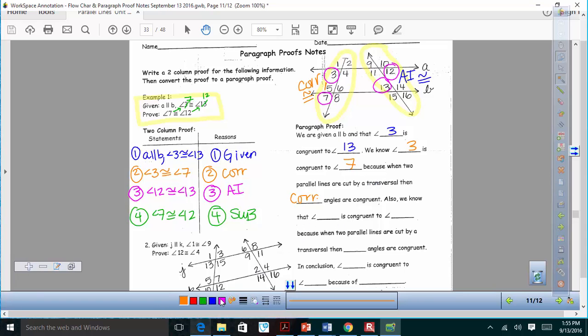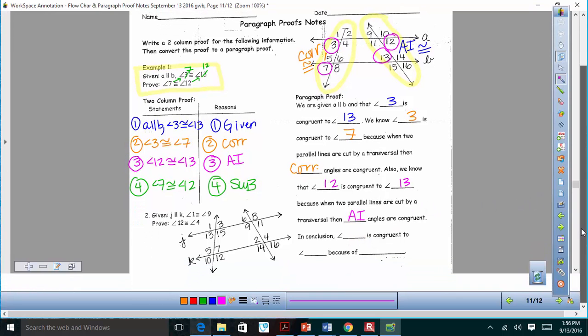We also know that, and this is our third step, we also know that angle 12 is congruent to angle 13, because when 2 parallel lines are cut by a transversal, then alternate interior angles are congruent. We will when we write it ourselves. Okay? And then in conclusion, and this is our proof, angle 7 is congruent to angle 12 because of substitution.